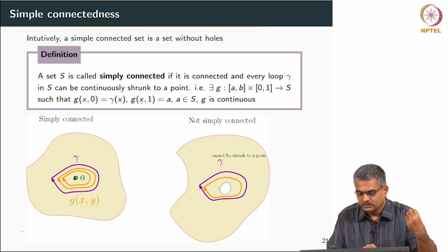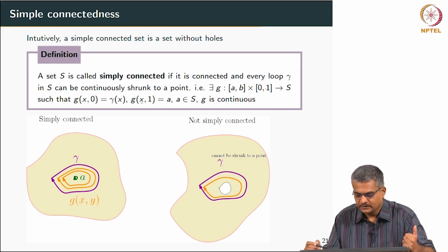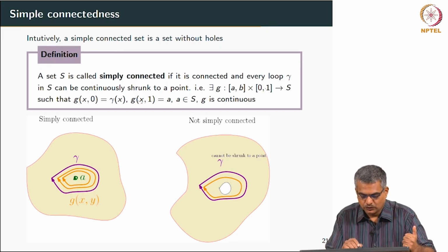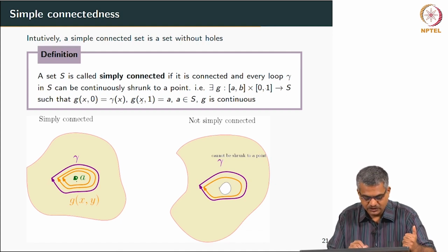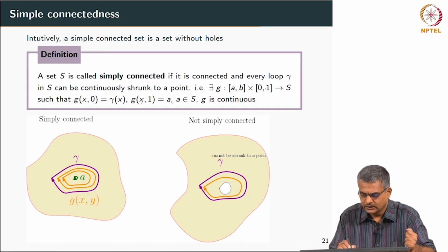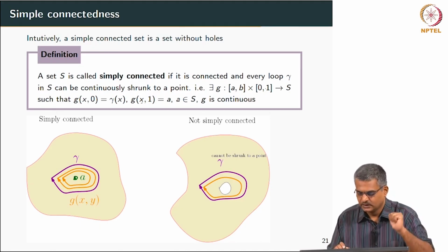Note that there are three important things in this definition. One is the set has to be connected. Then you have to come up with a function g which is continuous. What it does is it takes loops and shrinks them to a point belonging to the set S. This is also one of the key things to remember: you should be able to shrink it to a point, but that point should belong to the set S.